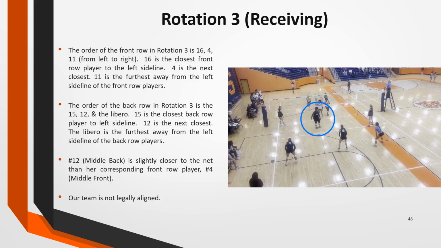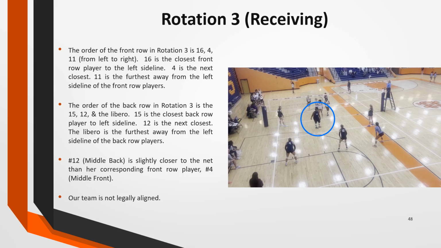Let's look at rotation 3 receiving. We know that our setter, number 15 circle, has to be the left back in rotation 3. Our front row order is 16, 4, 11. 16 is obviously the closest front row player to the left sideline. Diagonally behind her, number 4, which is our middle front, is the next closest front row player. And 11, who is the nearest player to our first referee, is the furthest away from the left sideline of the front row players. We're good with respect to the left sideline of our front row players.